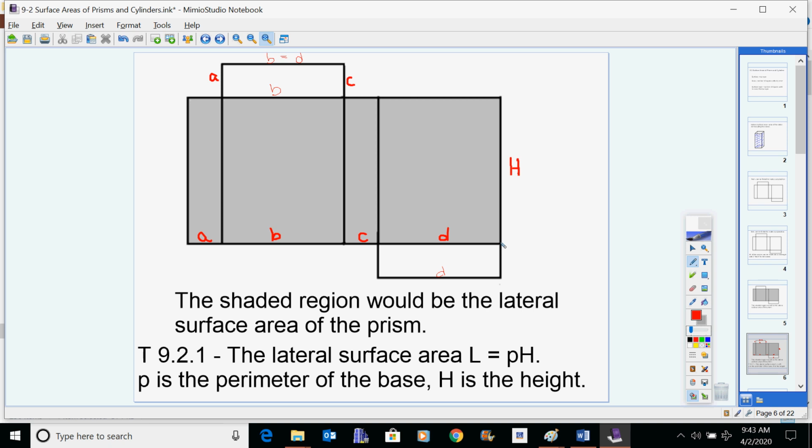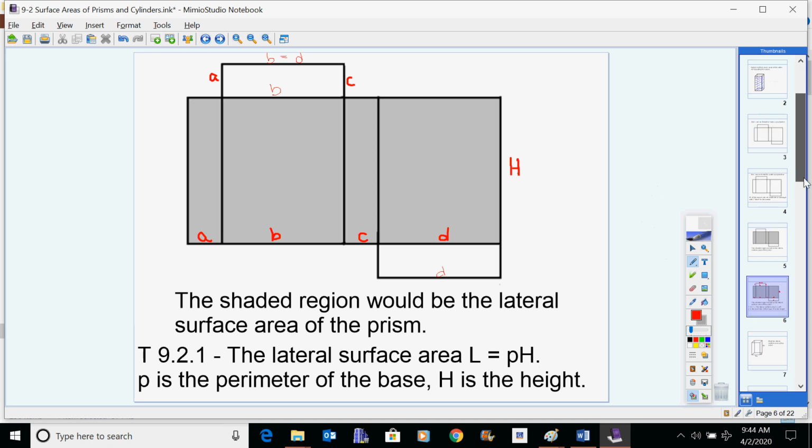And then the height is how tall this is. So base times height would be A plus B plus C plus D times its height. That's what this theorem is stating. The perimeter times the height is going to be your lateral surface area. Now, I could just stop right there and say, okay, you got it. That's it as far as the lesson. We need some examples.